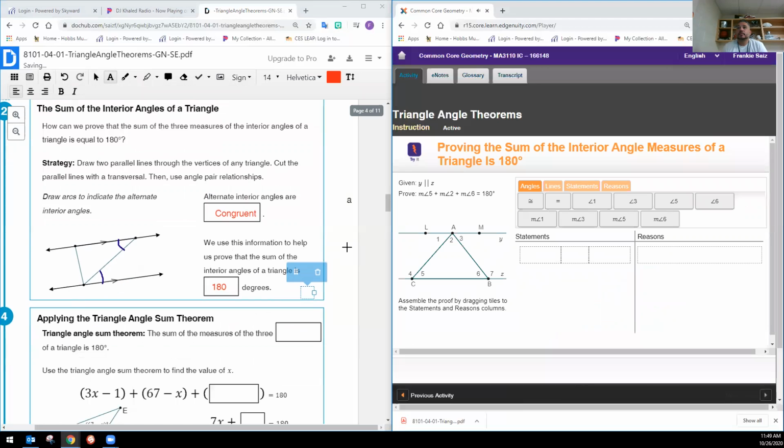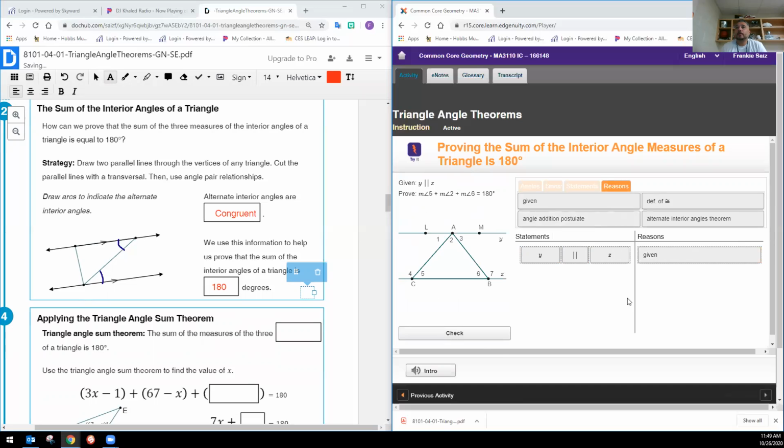Use the given diagram and information to prove that the sum of the measures of the interior angles of a triangle equals 180 degrees. Okay, these are always fun, aren't they? So the first thing: given y is parallel to z. In the statements, we're given that y is parallel to z, and the reason is this is given.